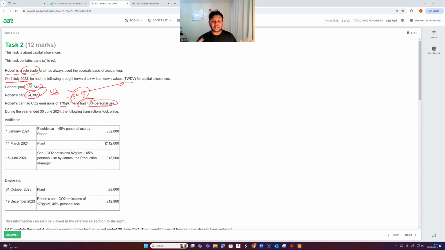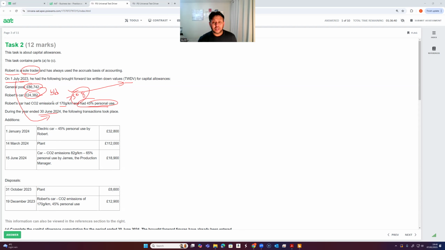For example, if a car has CO2 of 0 grams, it is eligible for the FYA. If it is less than 50, it will be treated as a general pool. More than 50 is special rate, or with private use it will go to the private use asset. You have to be very careful with these definitions, because in the exam you will definitely see a car, no doubt. During the year ended 30 June 2024, the following transactions took place. So the year ended 30 June started on 1st July.